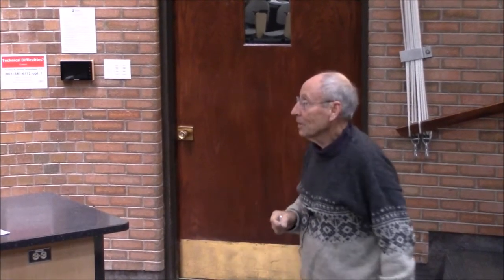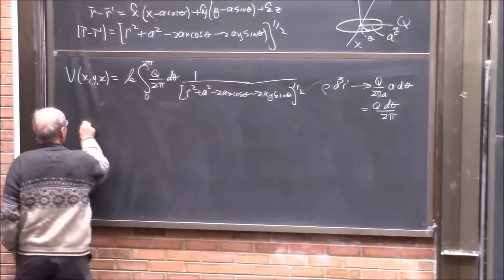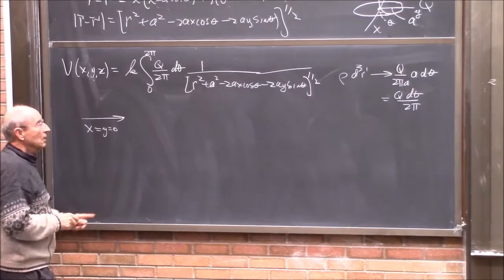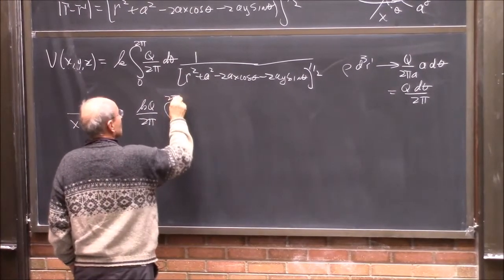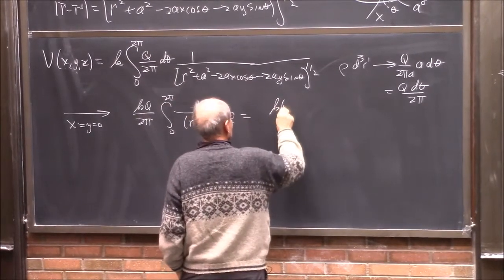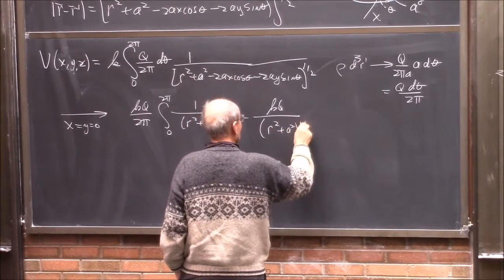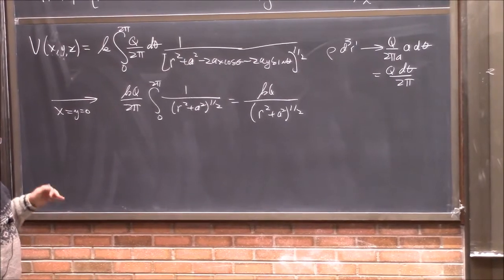However, there is one situation in which you could do it analytically. And that is if you wanted to find it on the axis. If you wanted to find the voltage on the axis, where x and y were equal to 0, then that would be a trivial integral. Completely trivial. Because then it's the integral of a constant, so you just get 2 pi times this stuff. So if x were equal to y were equal to 0, so you were on the axis, you would get kq over 2 pi, integral from 0 to 2 pi of 1 over r squared plus a squared to the 1/2, which is simply kq over the square root of r squared plus a squared. So in that situation, doing the integral would be easy.